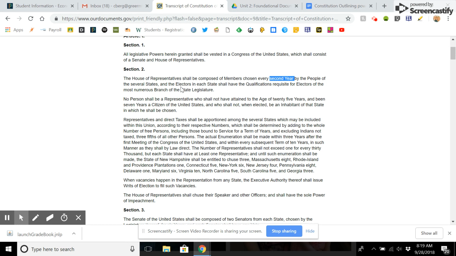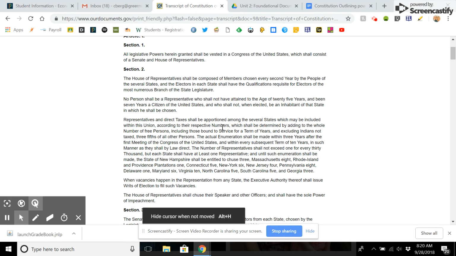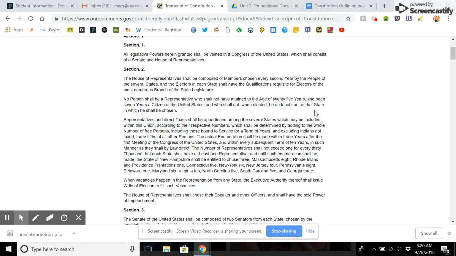And the electors in each state shall have qualifications requisite for electors of the most numerous branch of the state legislature. Now, here are the qualifications. No person shall be a representative who shall not have attained to the age of 25 years and been 7 years a citizen of the United States, and who shall not, when elected, be an inhabitant of the state in which he shall be chosen.